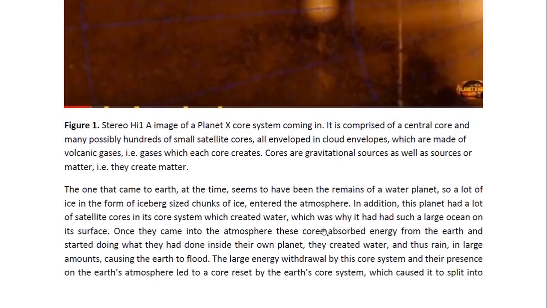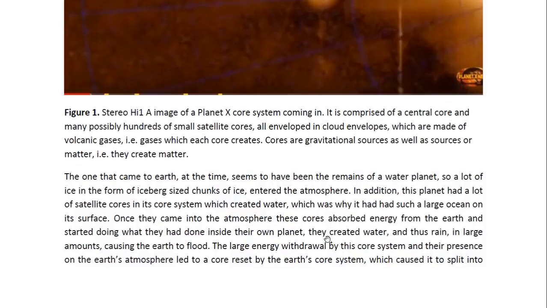Now, the one that came to Earth at the time seems to have been the remains of a water planet. So a lot of ice in the form of iceberg-sized chunks of ice entered the atmosphere. In addition, this planet had a lot of satellite cores in its core system, which created water, which was why it had such a large ocean on its surface.